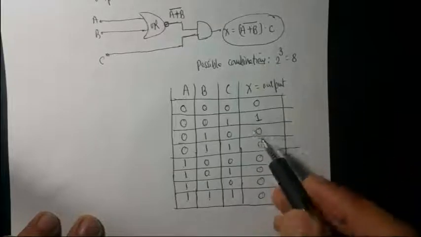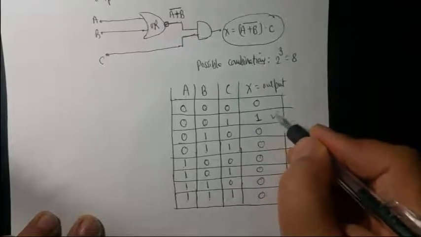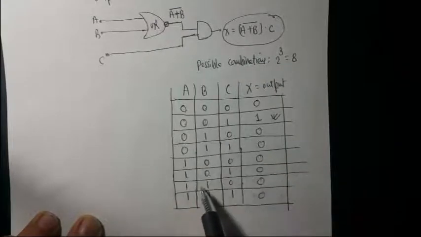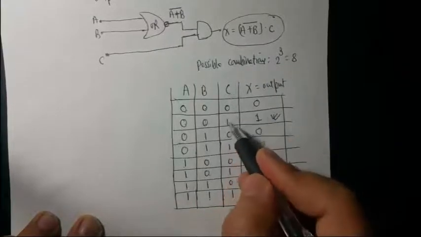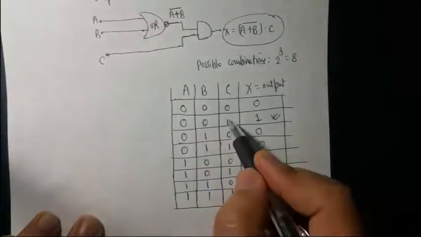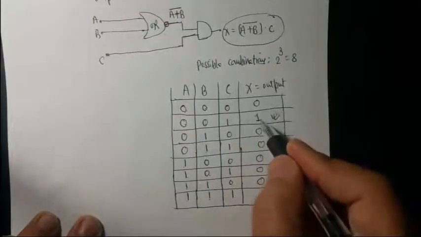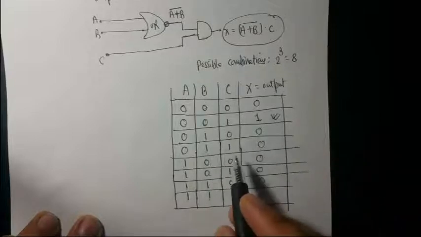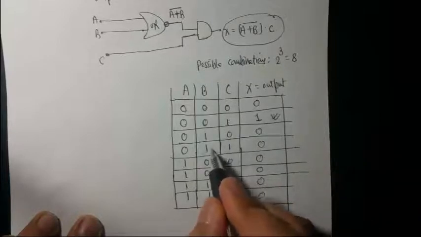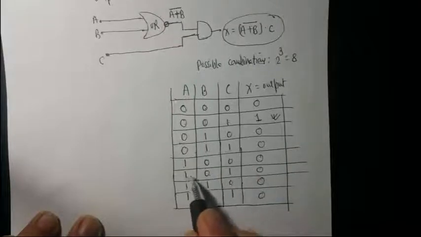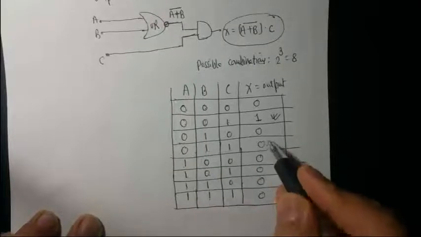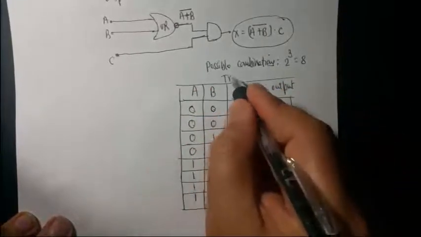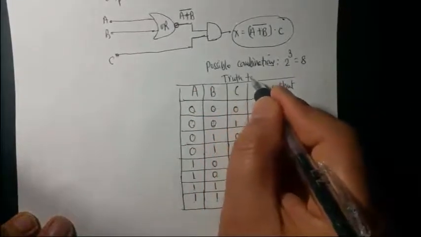So here's the interesting thing. Here you have only one high output. Let's see how this happens. If this particular C input is high and the other inputs are low, then it produces high. In all other cases, where any input is on alongside it, the output is low. So this is an interesting one. This is called a truth table.